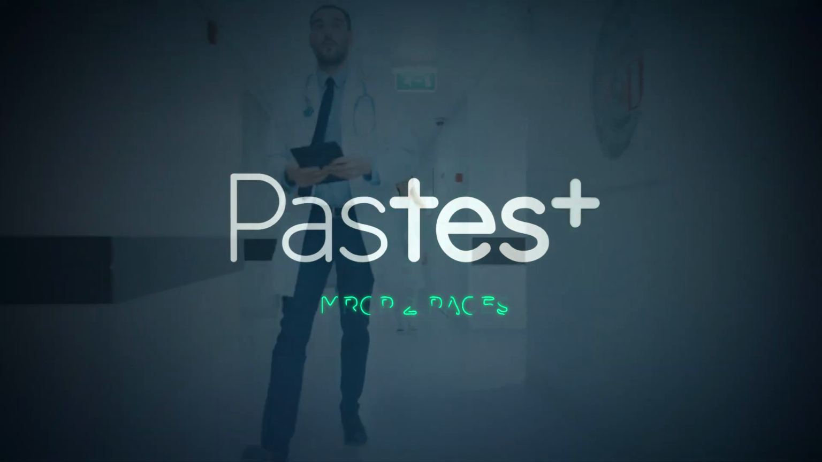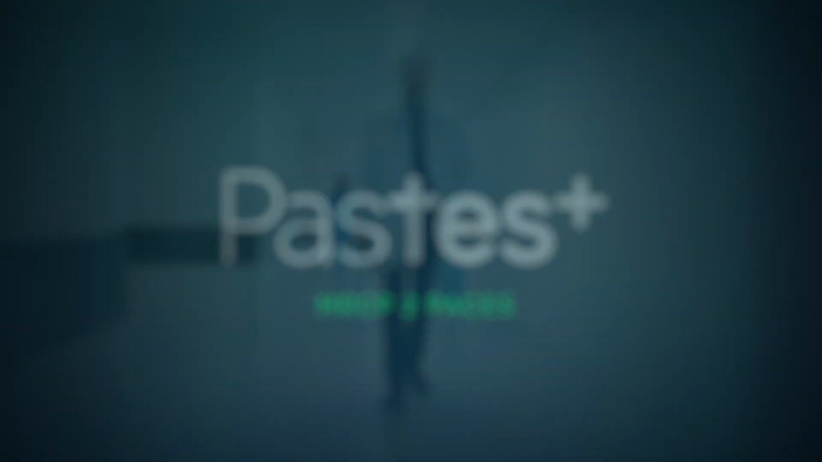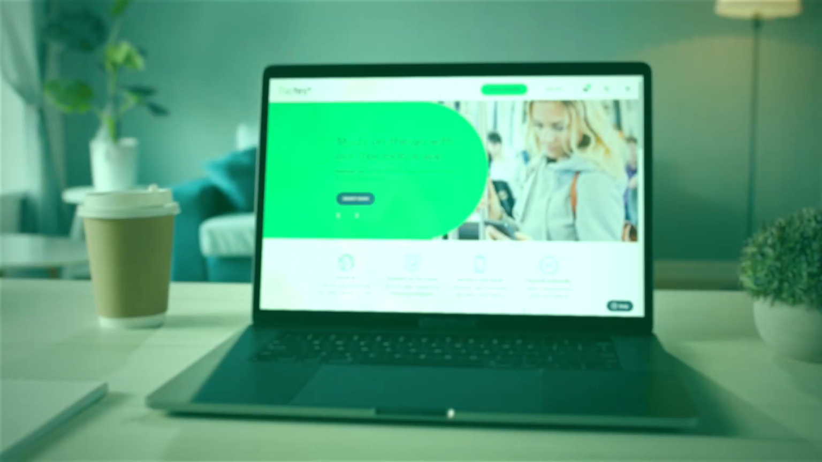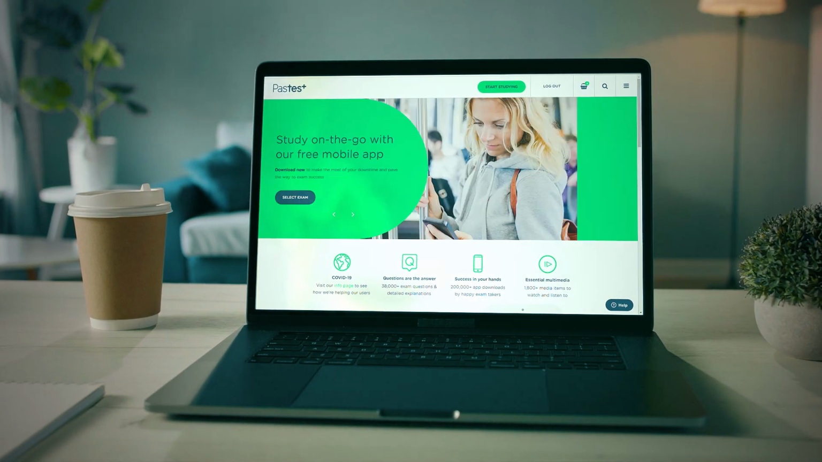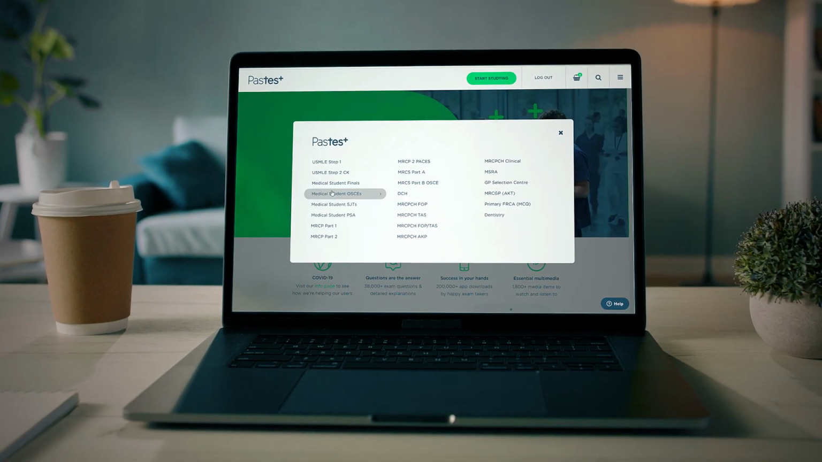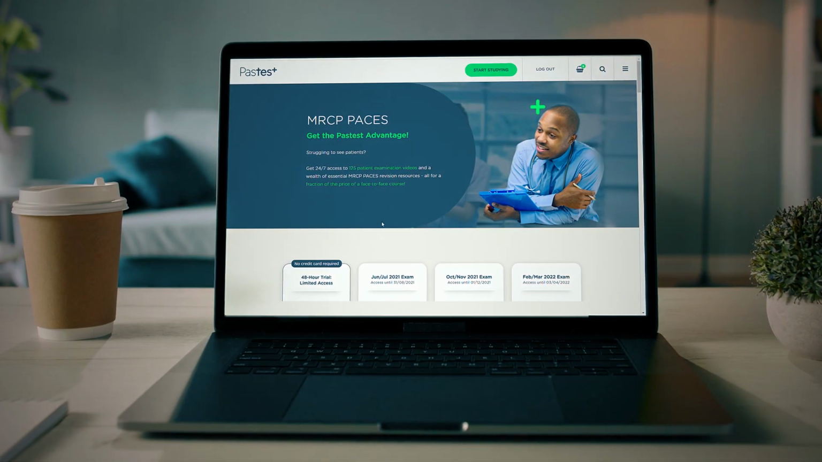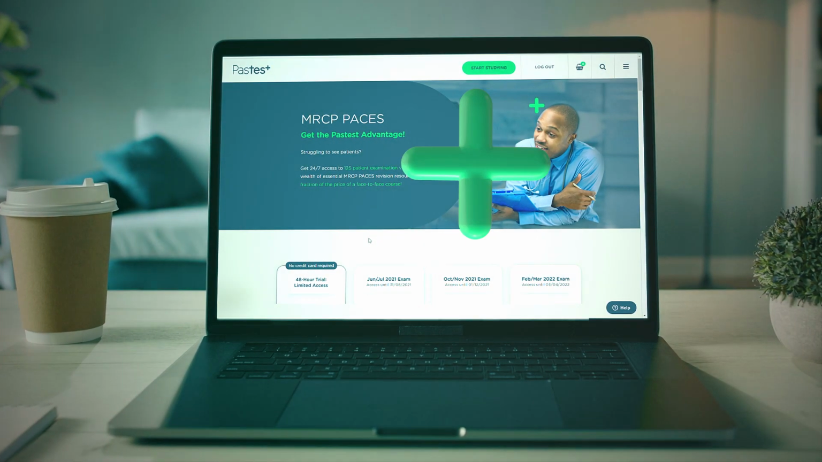Viewing patients with conditions commonly seen in the MRCP 2 PACES exam has always been tricky. Until now. Pastest has taken PACES preparation to the next level, and our online resource is the perfect complement to practice on the wards.